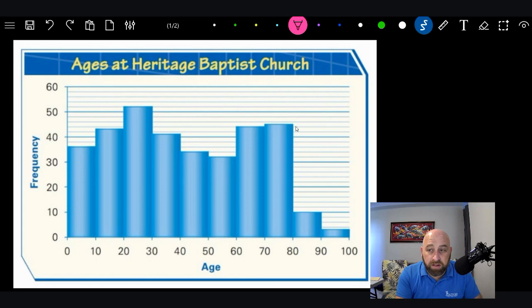The one thing that you do have to do with the histogram is the reason why there's no gaps in between these. So why don't they have a gap in between these two? Why isn't there a blank space right there? Because there's no gap in between the ages. In other words, there's 50 to 60. There's no gap between 59 and 60. It's just crammed together.